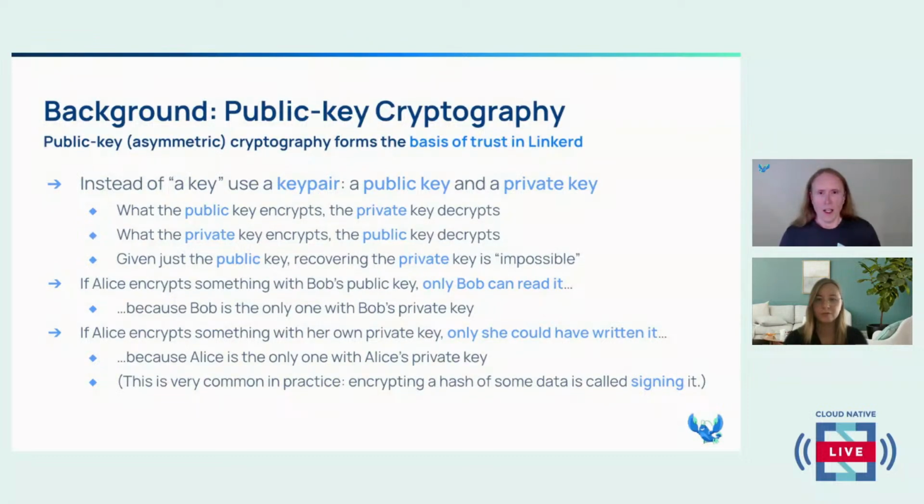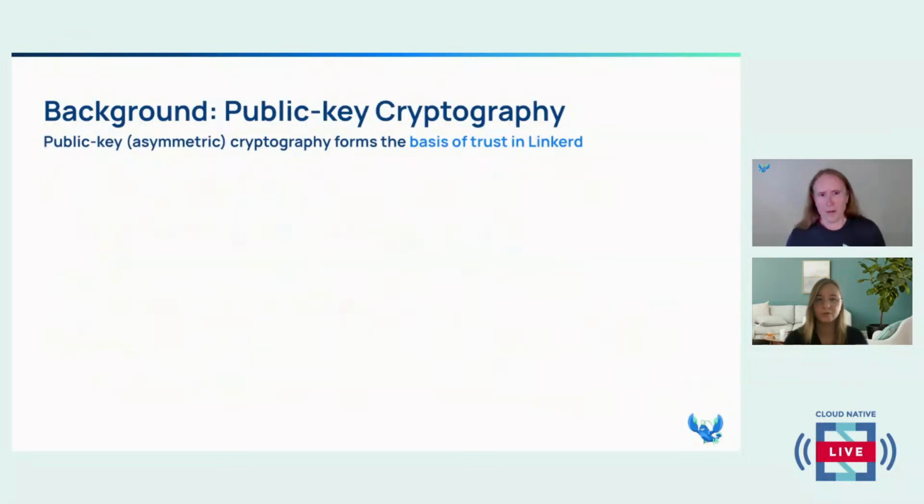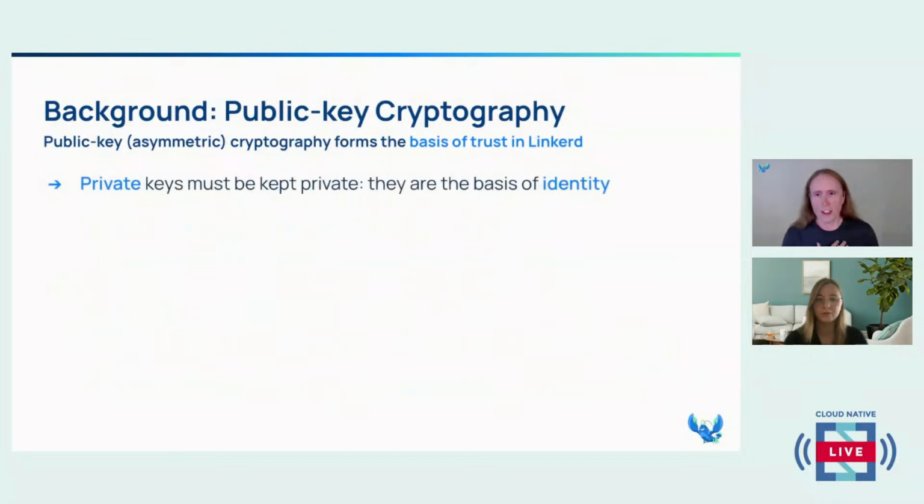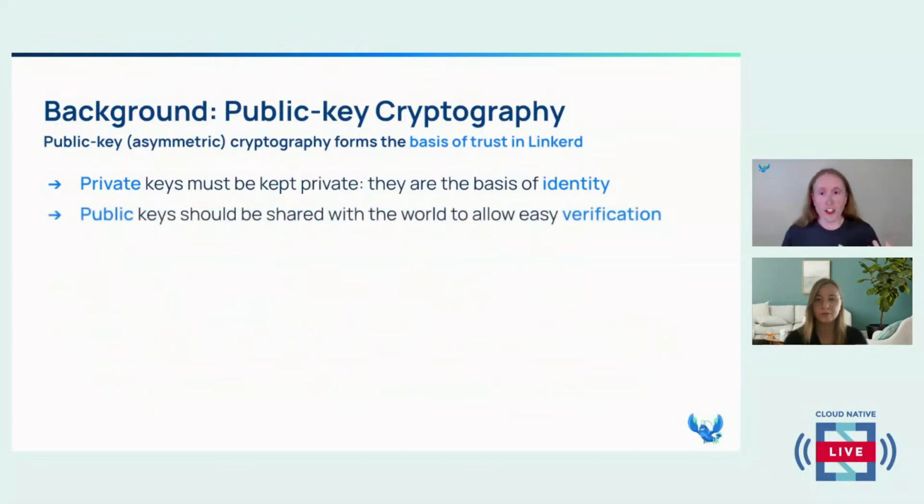So, given all of that stuff, a couple of things. One is the private keys have to be kept private, and they form the basis of identity. If only one person has the private key, and we can verify that it really is that private key that did something, that's a good proxy for identifying the person holding that key. Conversely, public keys can and really should be shared with everybody, because the more people that have them, the easier it is to do verification of identity, and both of these things are important.